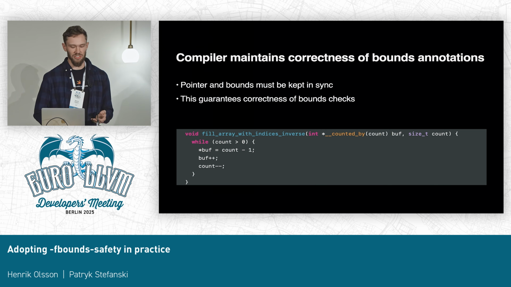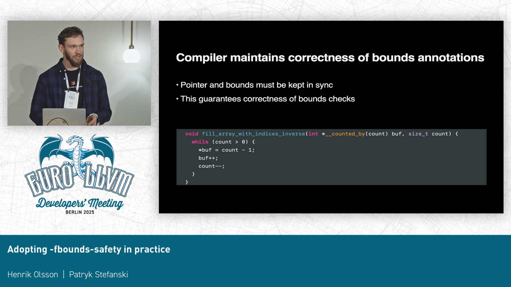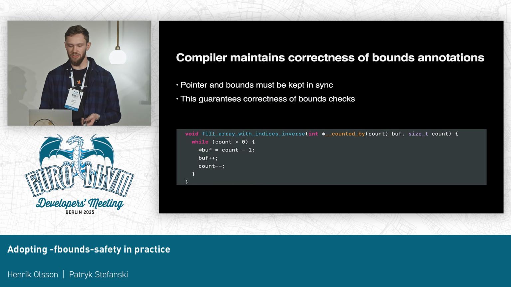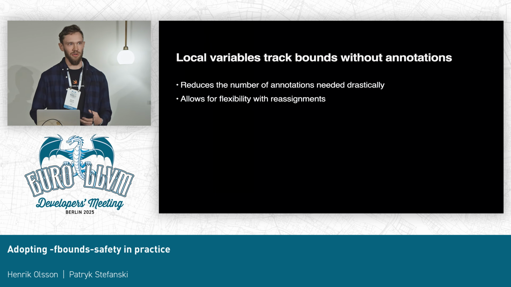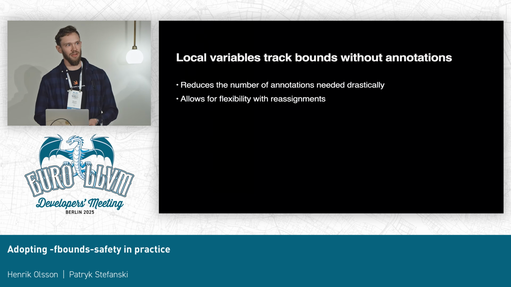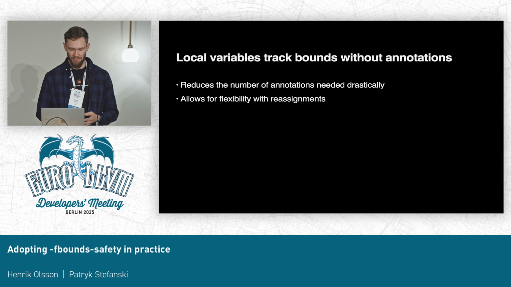This way, the extension maintains correctness of the bounds annotations at all times. Luckily, not all pointers need bounds annotations. For local variables, the compiler can track the bounds automatically. And this speeds up adoption since it doesn't require manually adding an annotation, but also because the more flexible semantics doesn't require moving the assignments around, like I just showed you, since there's no external bounds to fall out of sync with. Let's use the same example again.